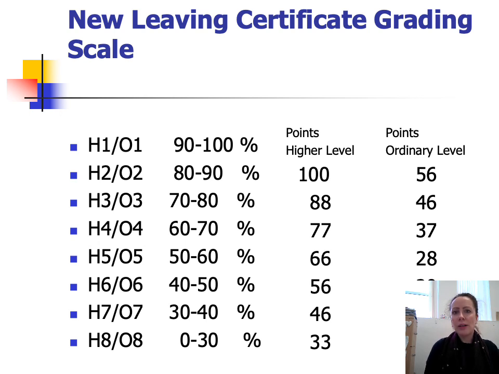So we are all now at this stage familiar with the Leaving Cert grading scale. Instead of your A1, A2, we now have your honours and your ordinary level, and it is your H1, H2, O1, O2, and so forth. And the points there are as shown.